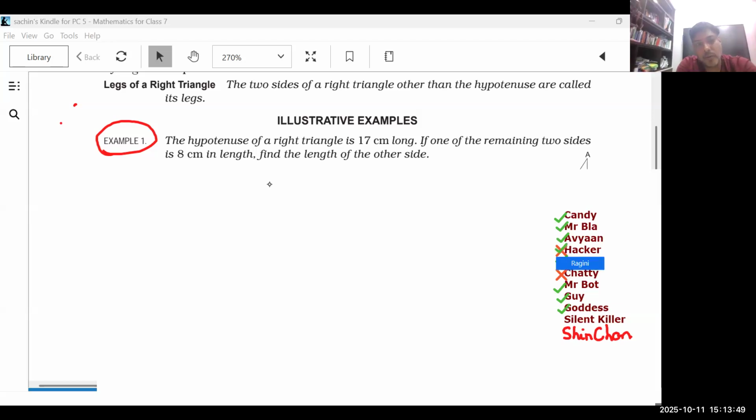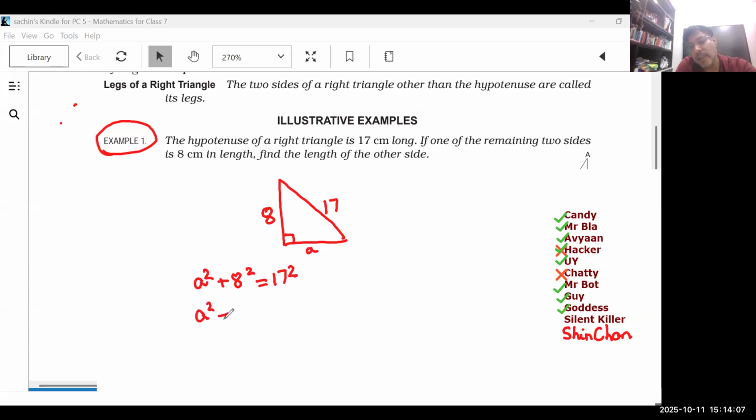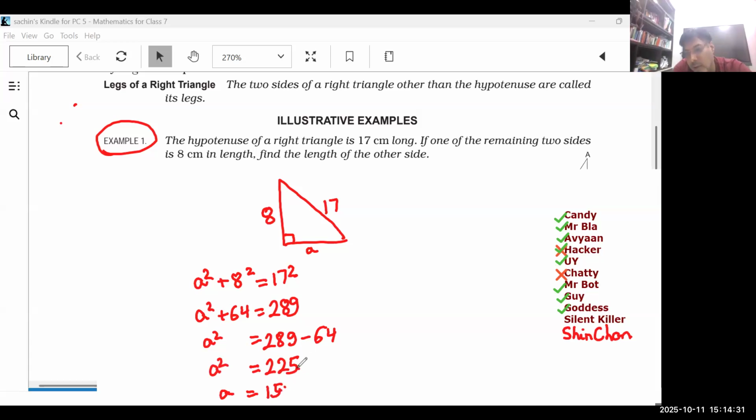All right. So we have a right angle triangle. The hypotenuse is 17. One of the sides is 8. Find the other side. So let me call it A. So A square plus 8 square is equal to 17 square. So A square plus 64 is equal to 289. A square will be equal to 289 minus 64. So A square will be equal to 225. That means A will be equal to 15 because square root of 225 is 15. Because 15 multiplied by 15 is 225.